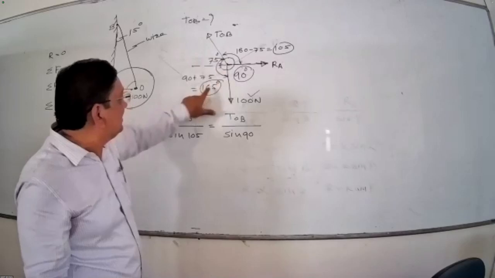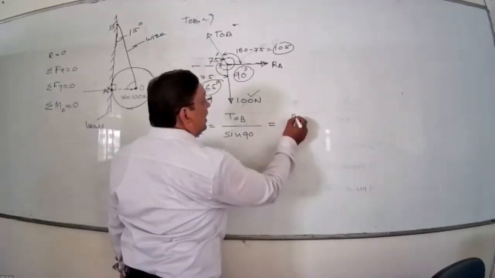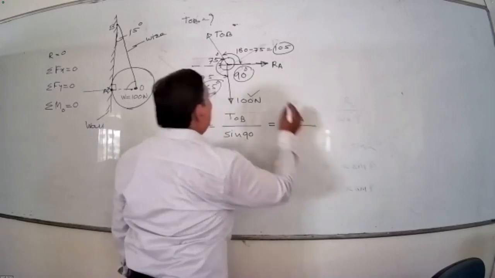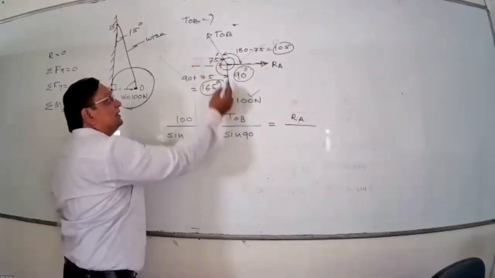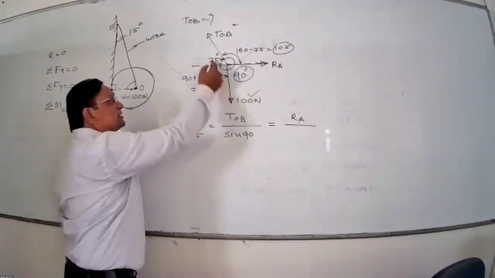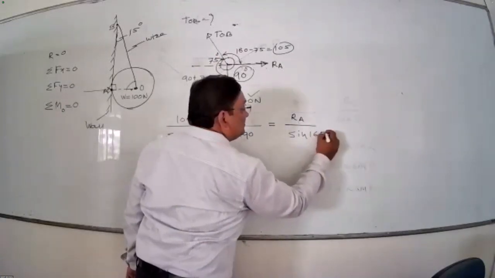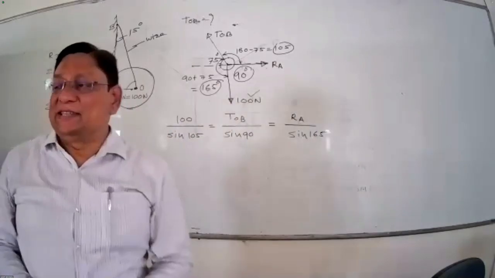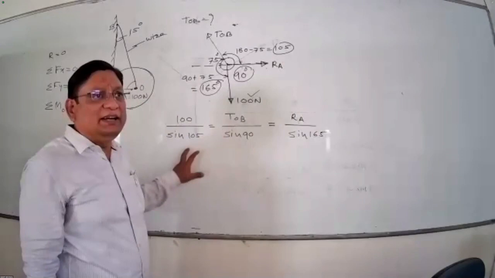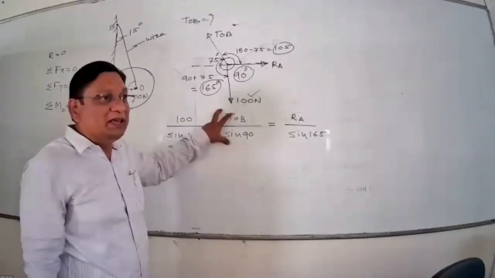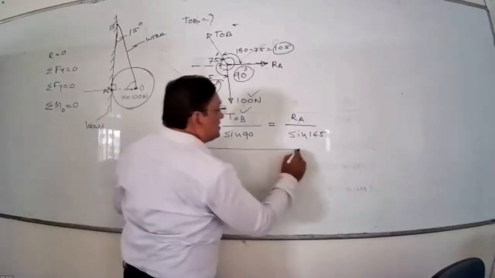So TOB divided by sine 90 must be equal to RA upon sine of the angle between the forces opposite to RA, TOB and 100 Newton. The angle between them is 90 plus 75, that is sine of 165. So this is Lami's theorem. Now if you use these two equations, directly you can find the force TOB, and you can find the value of RA.